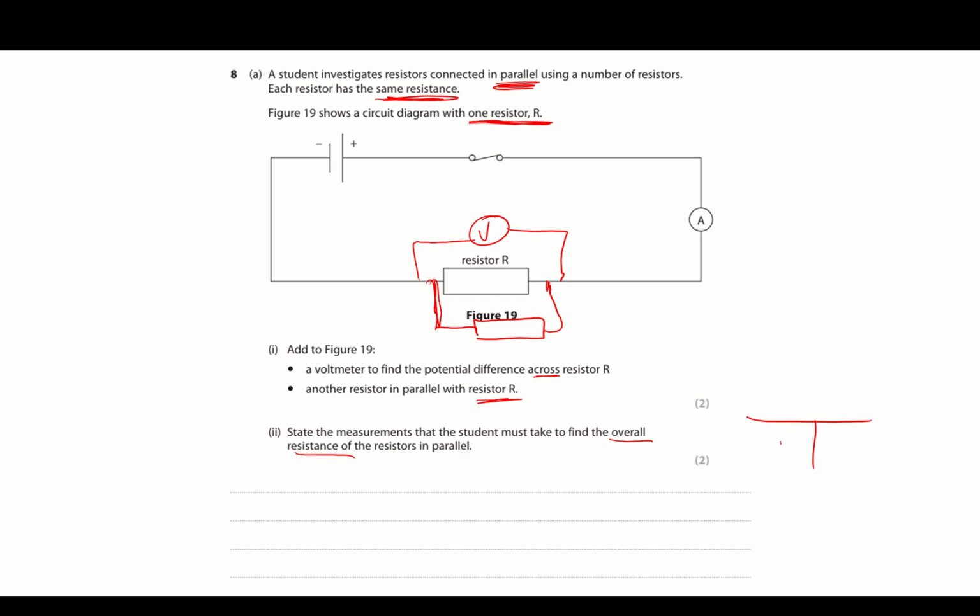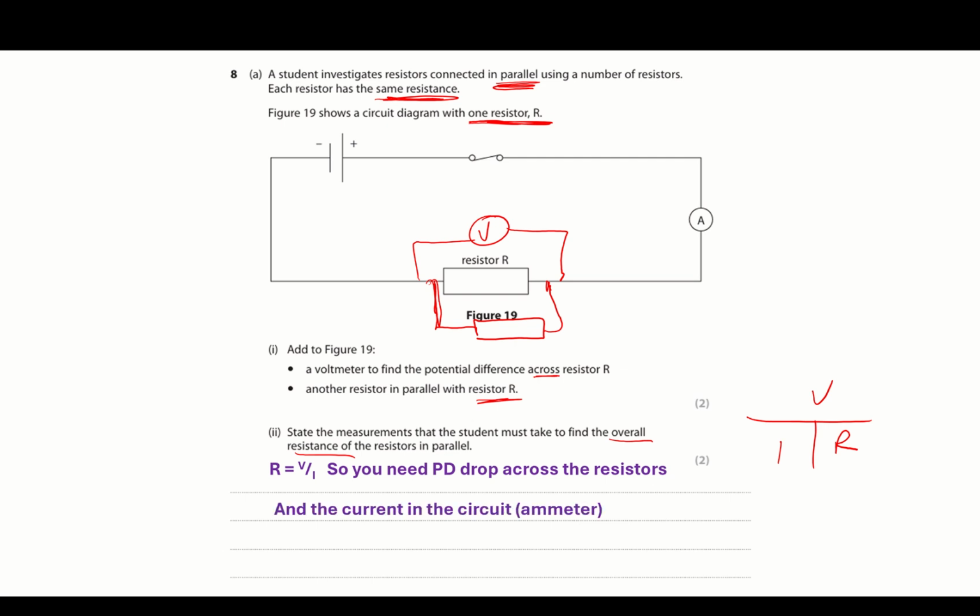Well, we're going to need this beauty again. I'm very rich, and we know R equals V over I, so we just got to use it. So R equals V over I, so you need the potential difference drop across the resistors and the current in the circuit, because that will then enable us to calculate it. So you can see I've just used the formula, rearranged it, and then talked about I need the voltage and I need the current.